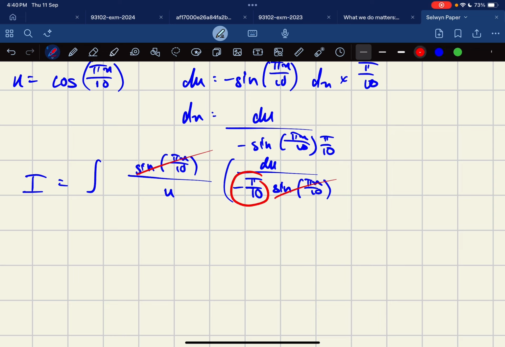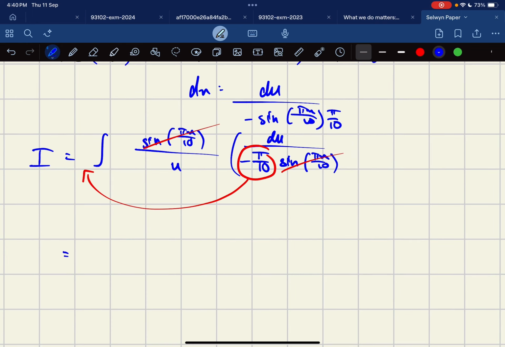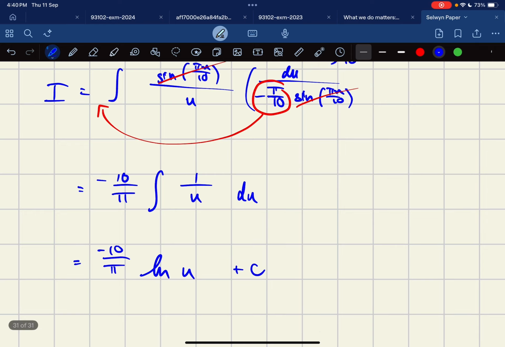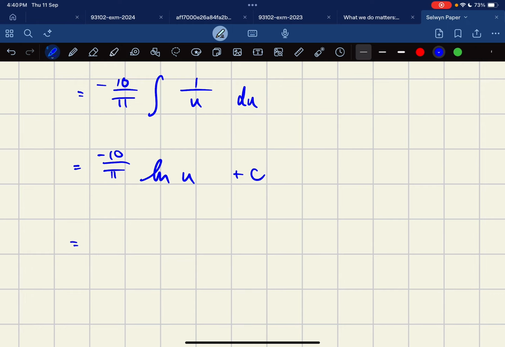And then this is negative, but it's a constant, so you can bring the constant to the front of the integral. So it is negative 10 over pi, because it's 1 divided by pi over 10, so it's the reciprocal of pi over 10, which is just 10 over pi, and it's negative. And the integral of 1 over u du. So this becomes negative 10 over pi ln of u plus c. Actually, we don't want plus c because we want it to be a definite integral from 0 to 4.